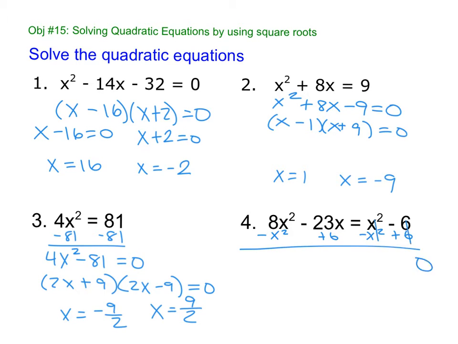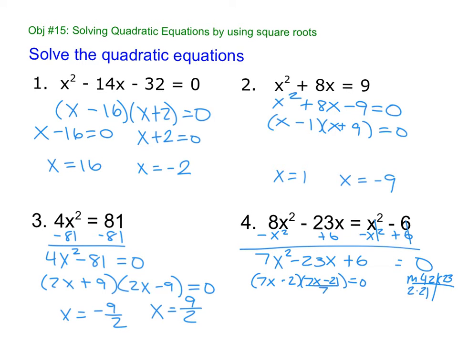So now I have 0 equals 7x squared. Now the 6 and the 23 don't go together, so we're just going to rewrite them. So now this is a slide. This is about as hard as it gets. 7x, 7x. We are multiplying to 42, combining to 23, and it's 2 and 21, and they're both minus, so minus 2, minus 21.